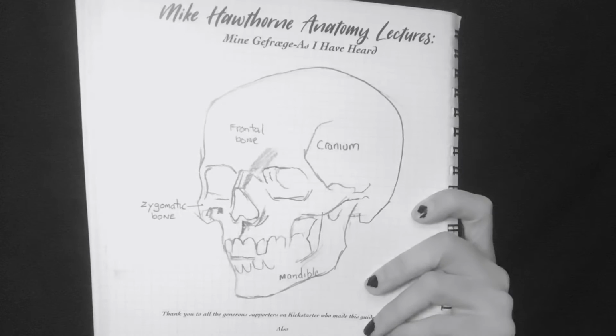You've probably heard of Andrew Loomis as well as Bridgman, and these are really good books to use. But today I'll be using something a little different. This is Mike Hawthorne's Anatomy Lectures. Today I'm using this book not just because Mike Hawthorne's an amazing artist, but also because he's a comic book artist, and he's a teacher. So he has a very unique understanding of the subject matter.